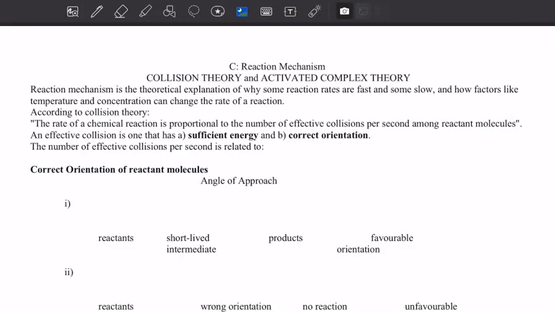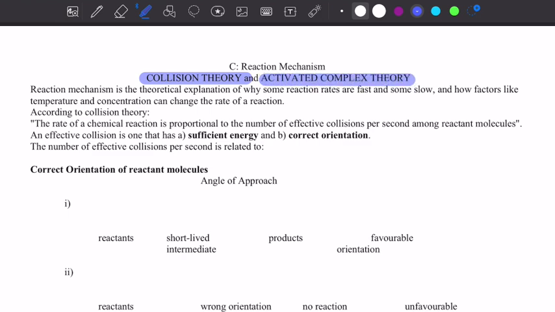Welcome back to Chemical Kinetics. Today we are looking at reaction mechanism from the point of view of two different theories. One is called the collision theory and the other one is called the activated complex theory. Think of them both as two sides of the same coin.